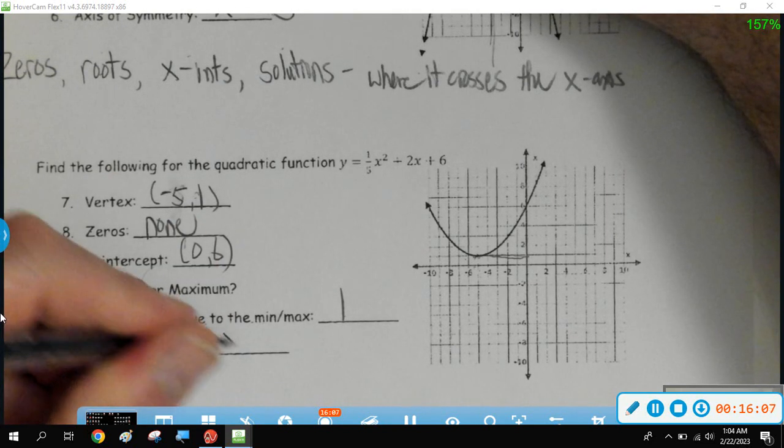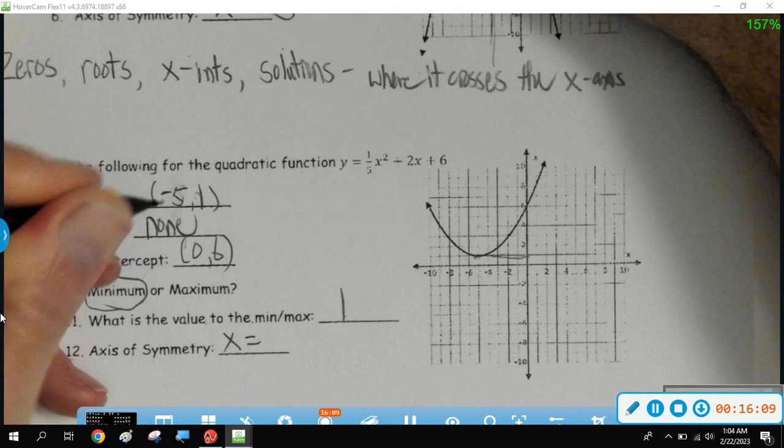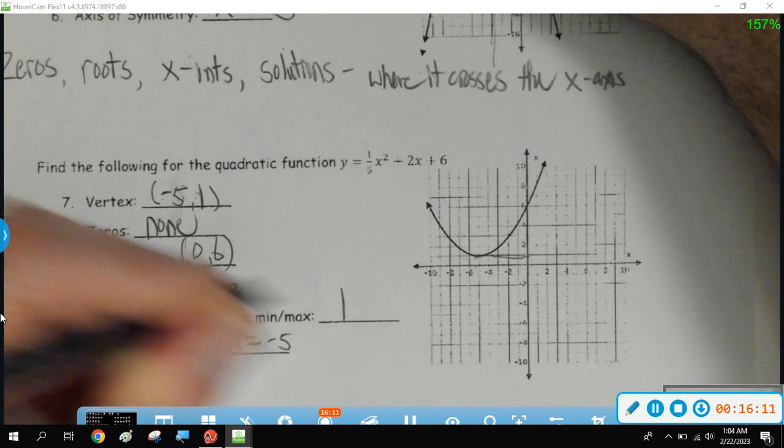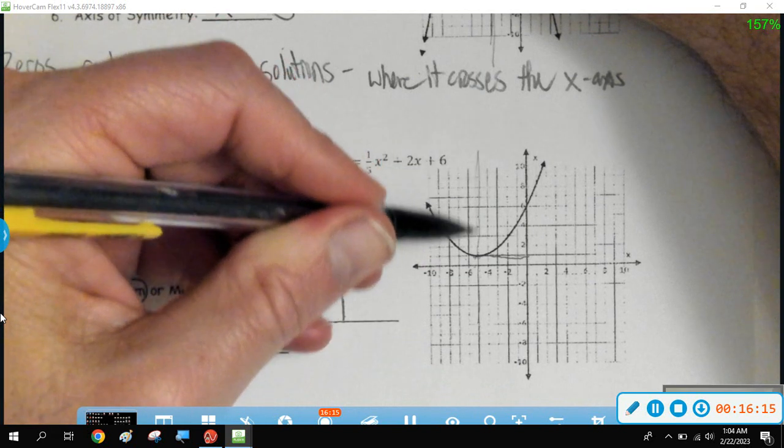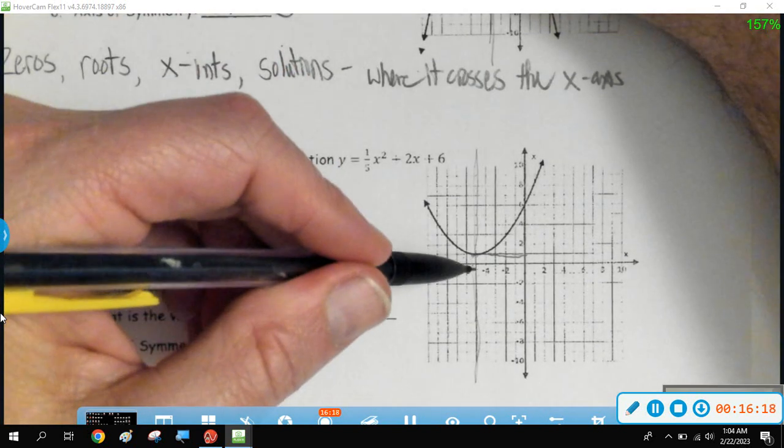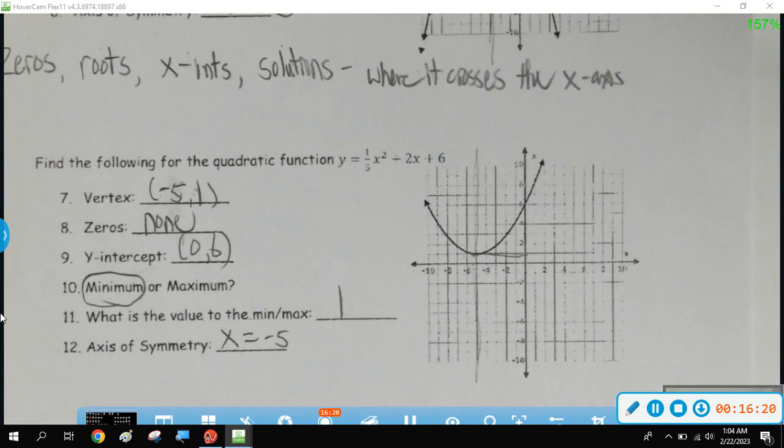Axis of symmetry, that's going to be x equals whatever the x number is here. -5 is correct. If we go to the graph and take a look, here is the vertical line that goes through the vertex, and it hits the x-axis at -5. So we know that's correct.